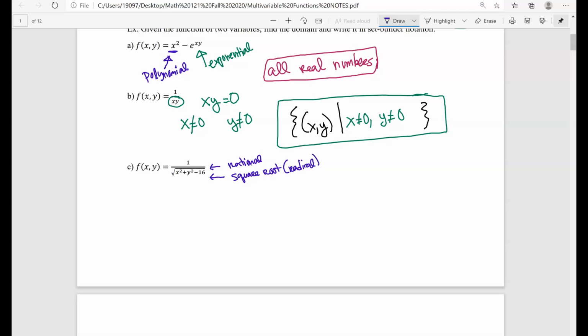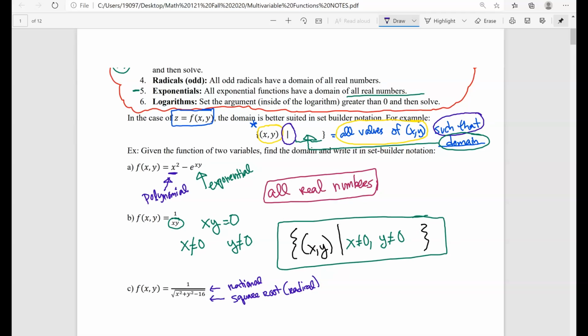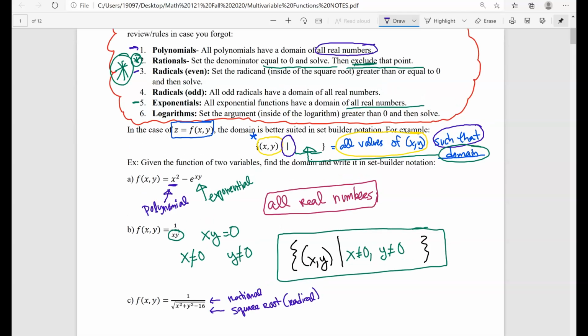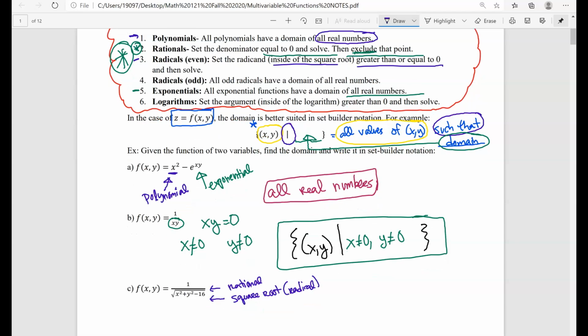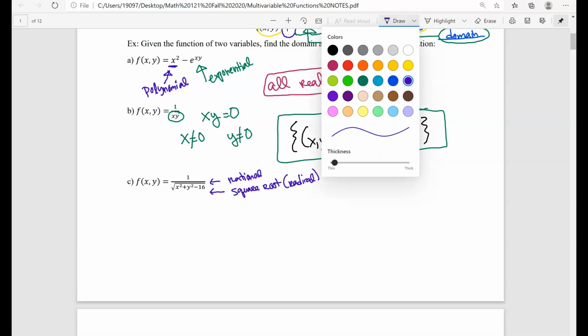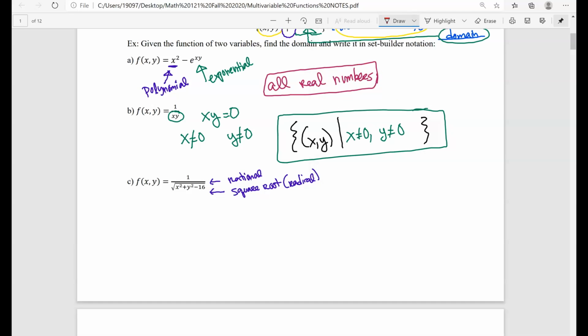So let's first start off with the square root. So remember with the square root, and remember that it's even, if we look at even square roots, which is right here, it tells us that we're going to set the inside of the square root, the radicand, greater than or equal to 0, and then solve. So the inside of the square root in this case is going to be this x squared plus y squared minus 16 greater than or equal to 0. That's the first thing that we're going to do.